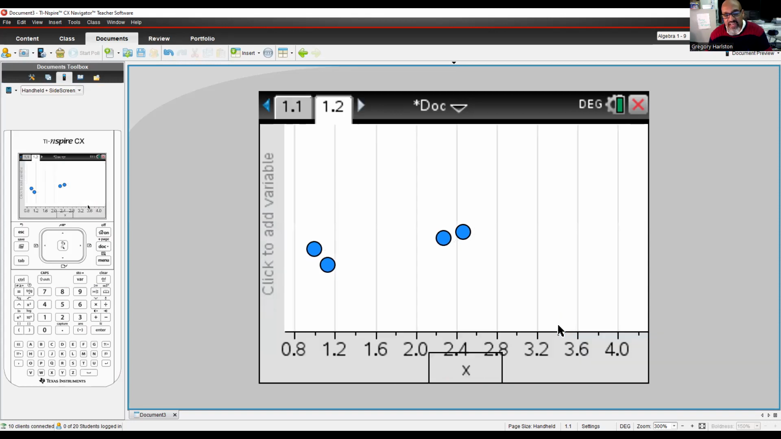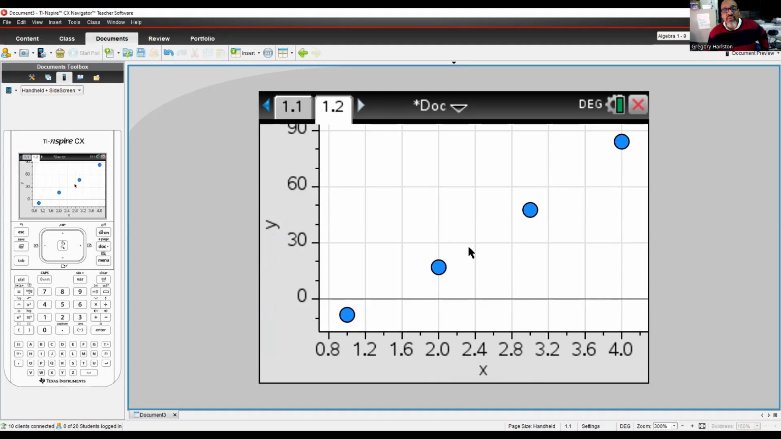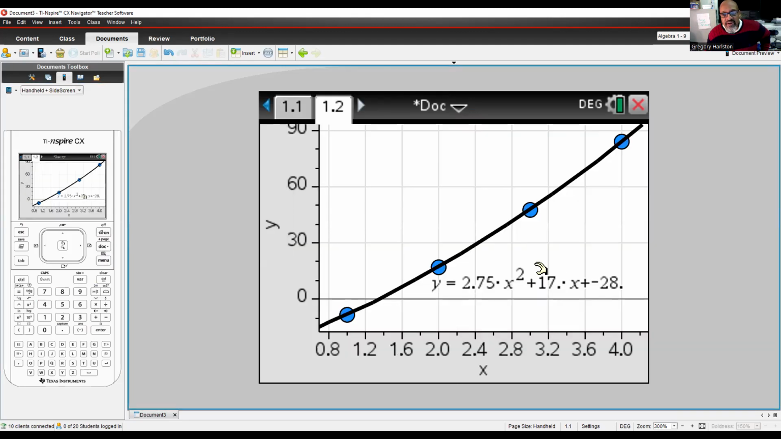Click this, go down here. This is going to be the x-axis. This is the y-axis. There's a point. So we know this is a quadratic. Now, some of y'all might look at this and go, wow, that looks linear. It's not. We took it from a quadratic, so just trust it. So now you're just going to go menu 4, 6, 4, and this is my equation. This is my answer right here.